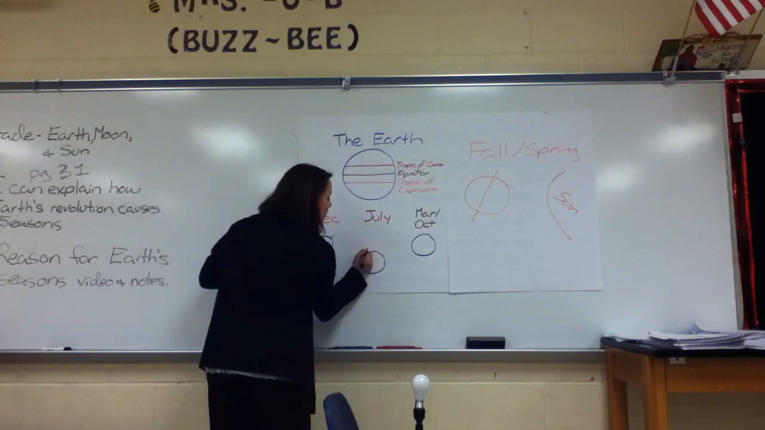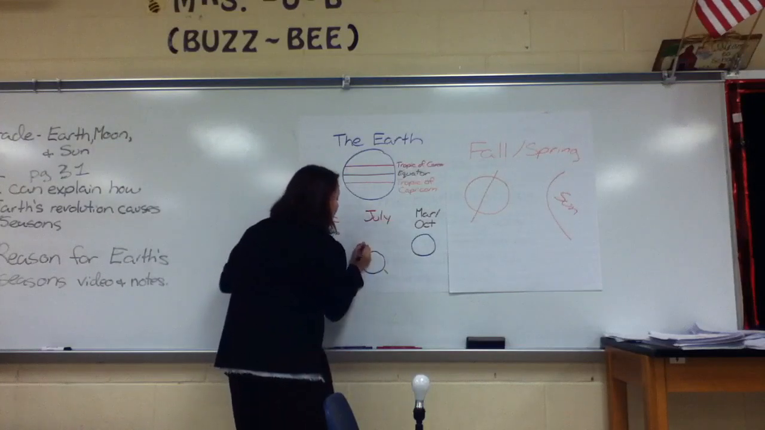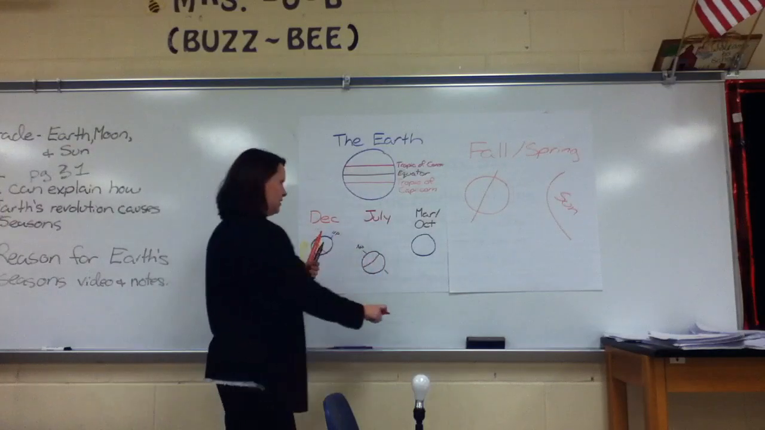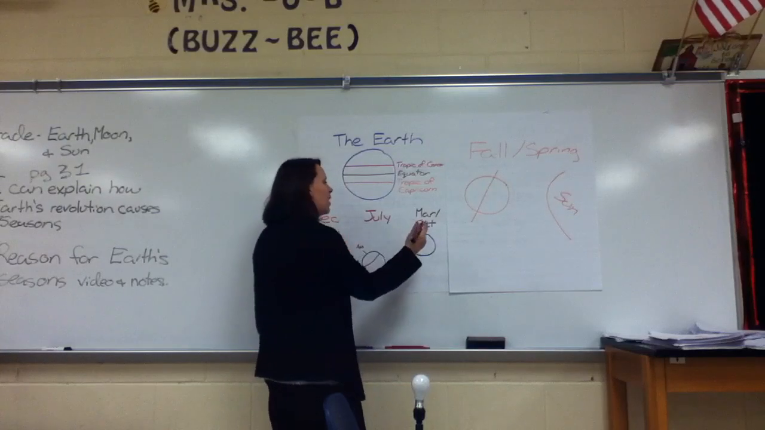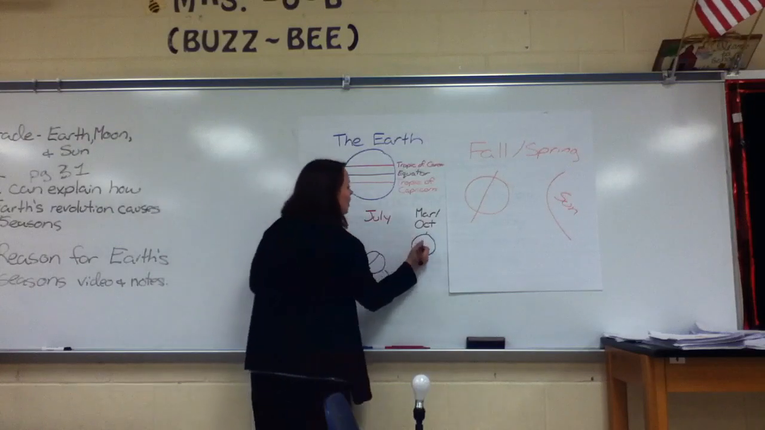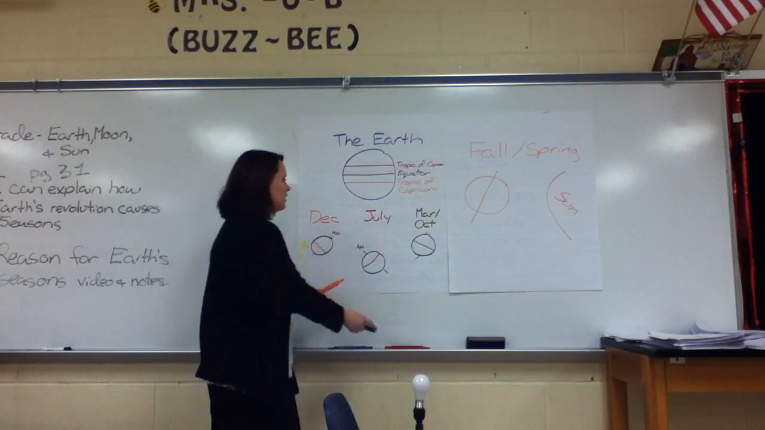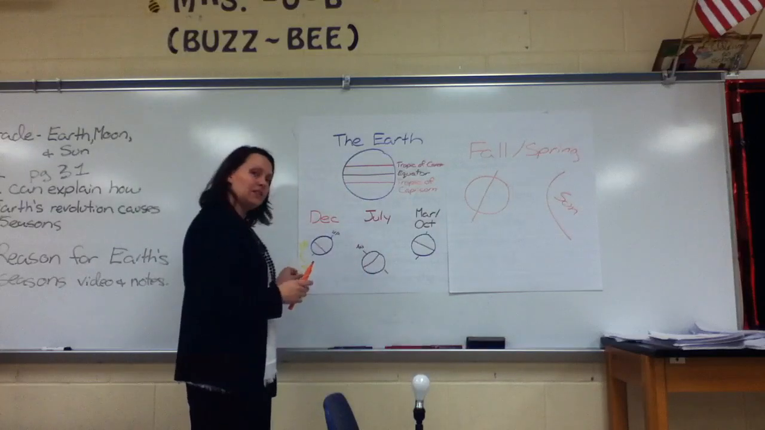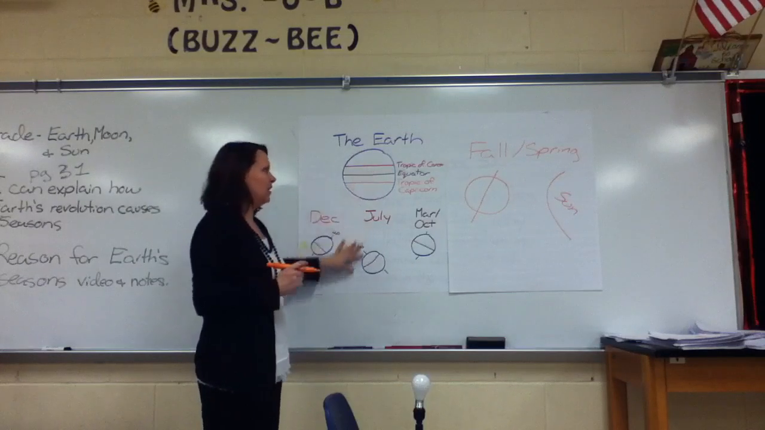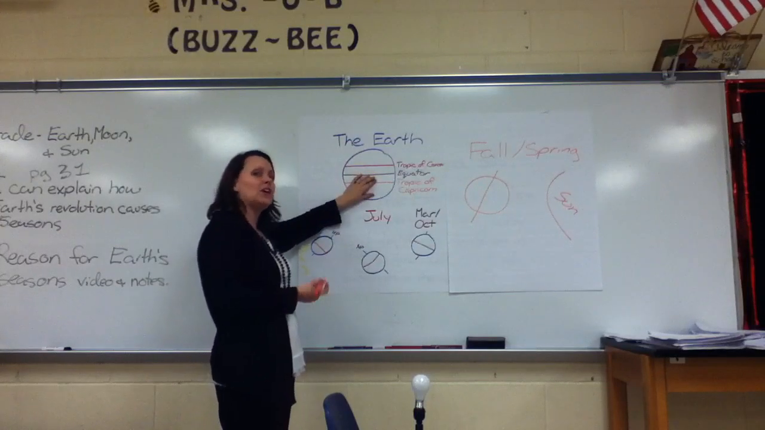In July, the North Pole is pointing towards the sun and the South Pole is turning away from the sun. The Tropic of Cancer receives the most direct sunlight. And in March and October, the Earth is neither pointing towards nor away. The equator receives the most direct sunlight. This means that each hemisphere has a different season. The North Hemisphere will be in summer, the South Hemisphere will be in winter.